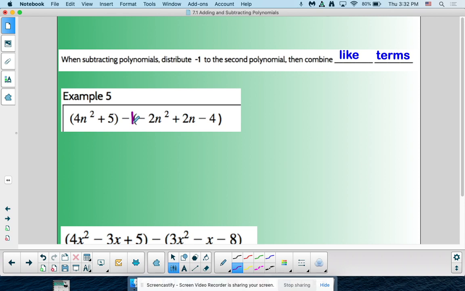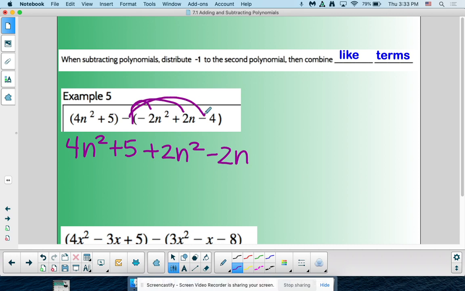So we're going to write down this first polynomial exactly how we see it. We can't change that one yet. And now we're going to distribute this -1. So -1 times -2n squared, well, -1 times -2 makes it positive. -1 times positive 2n makes it a -2n. And -1 times a -4 is positive 4. So really, folks, all that happened there is all of our signs in here became the opposite value. That's really what you have to make sure you do.